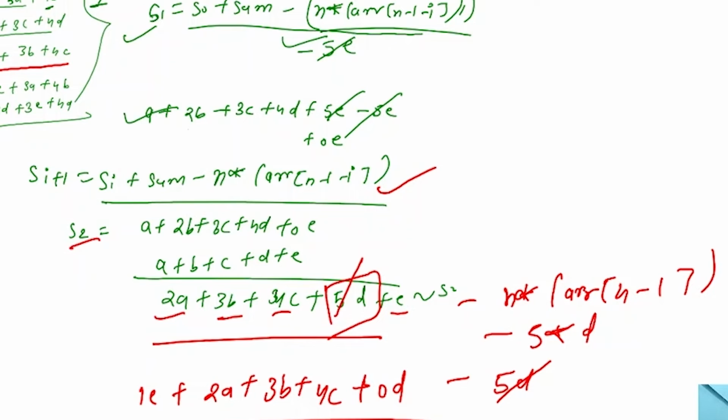So from here we get the formula: to calculate S of I plus 1, I have to add the sum to S of I and subtract n into ARR of n minus I minus 1. Okay? This is my formula. So first to calculate this, I will have S0. I have to first calculate S0 and sum, and then calculate the value for I plus 1 till n minus 1 using a for loop. Okay? So let's try to code this.